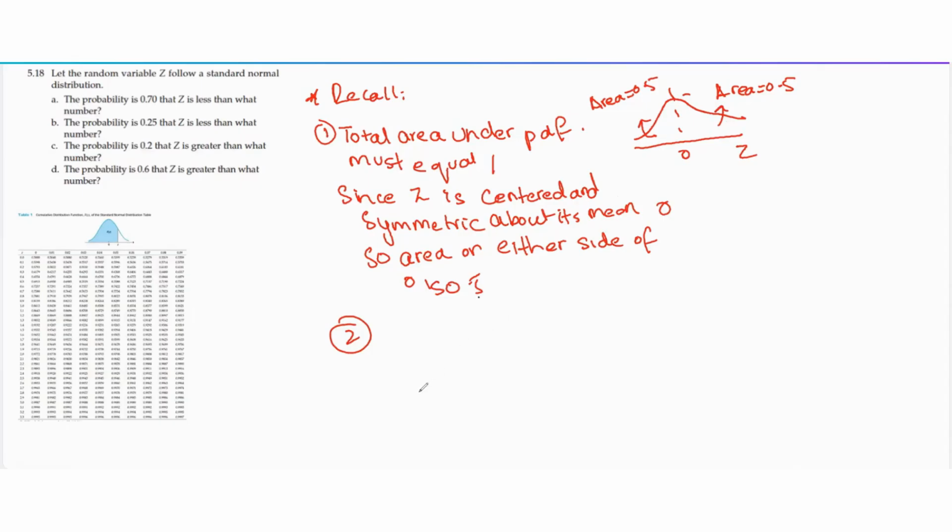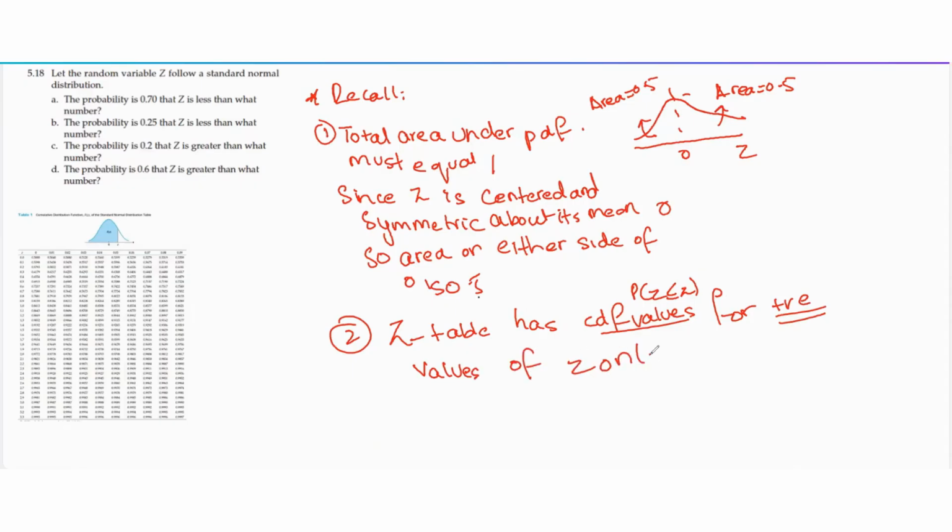The second thing we should keep in mind, even when we're finding probabilities, is that the z table we have has CDF values. So this is important to keep in mind. It has CDF values, which means values in this form: probability z is less than or equal to small z, for positive values of z only. So any question which does not fit this criterion, where we have CDF values for positive values of z only, we have to rewrite it in a form that we can read off from the table. So these are two things that we need to keep in mind when doing this.